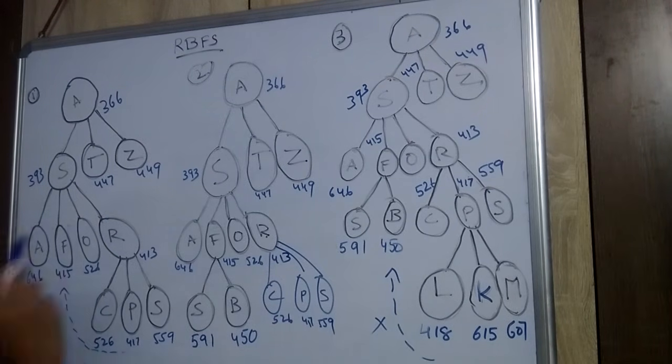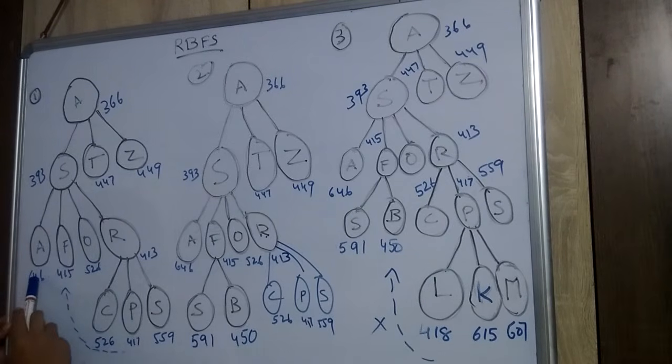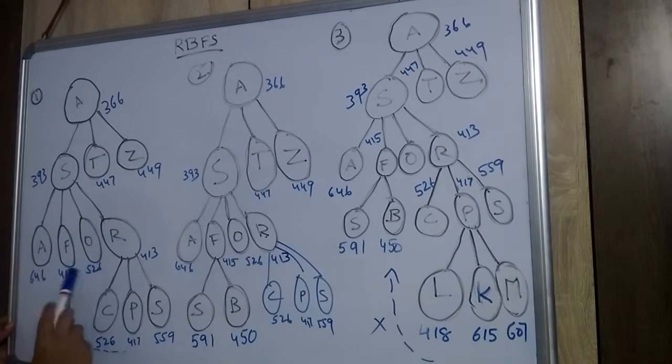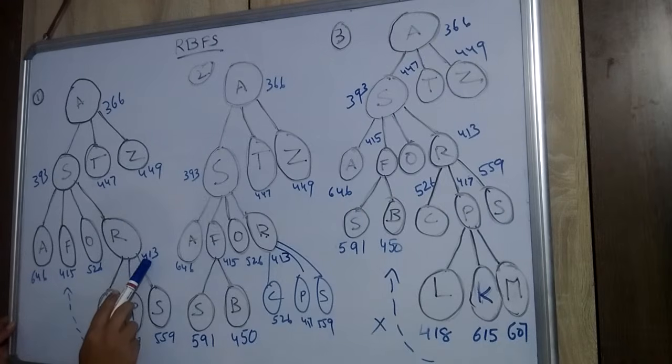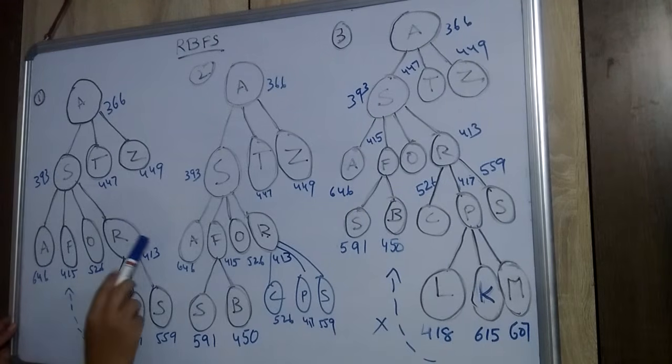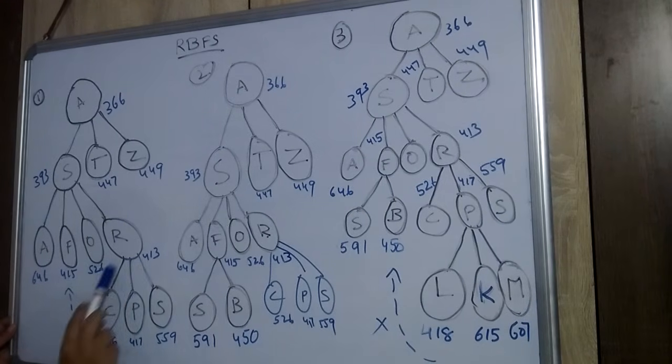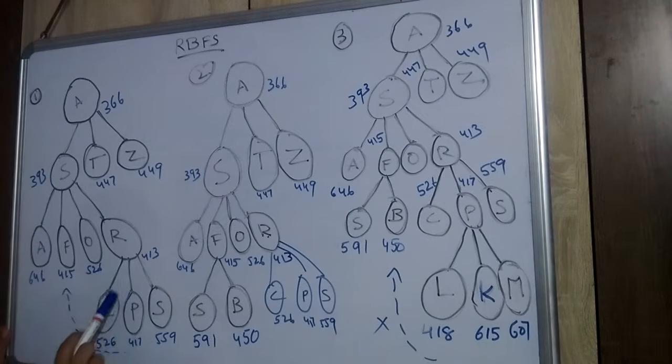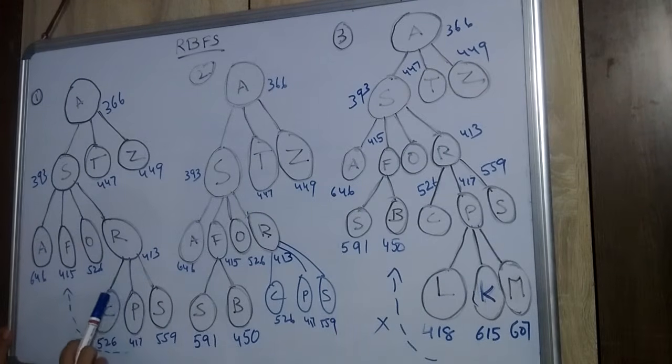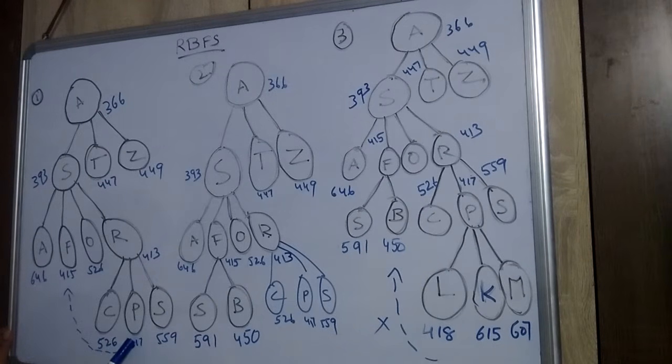A, F, O, R we got as the successors. A value is 646, F value 415, O 526 and R 413. So in this particular level, which one is minimum? 413 is minimum, so it expands 413. It got C, P, S. C value 526, P value 417 and S value 559.